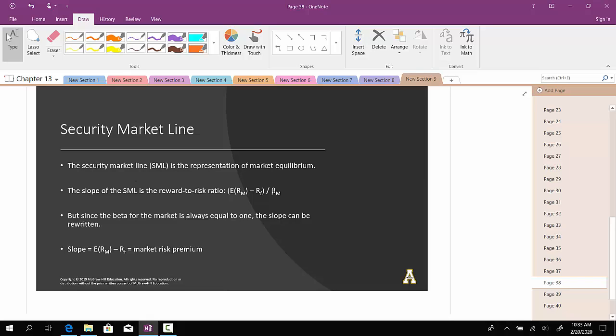The slope of the security market line is what we refer to as the reward to risk ratio, and it's given here as the expected return on the market, so ERM, less the risk-free rate, divided by the beta for the market. Since the beta for the market is always 1, anything divided by 1 is itself. So this just carries down to here, such that the market risk premium is going to be the expected return on the market, ERM minus RF.